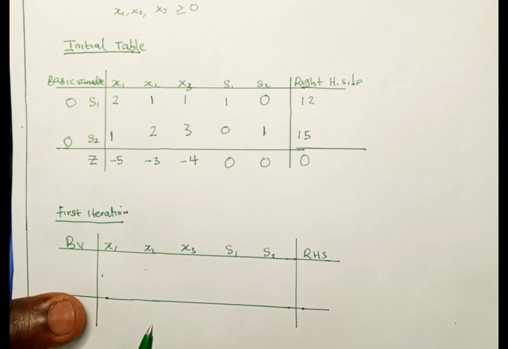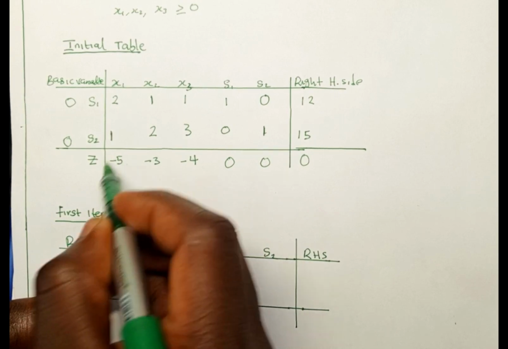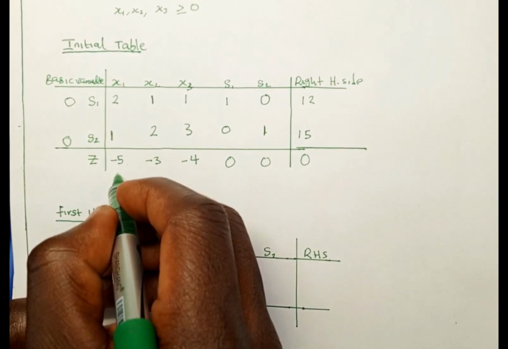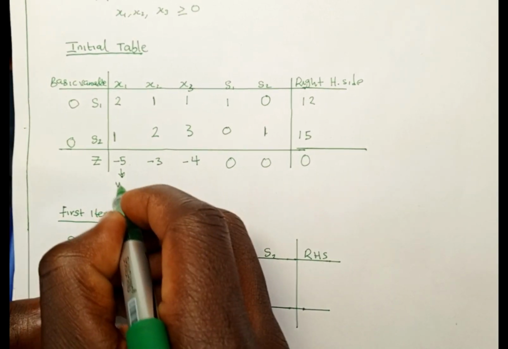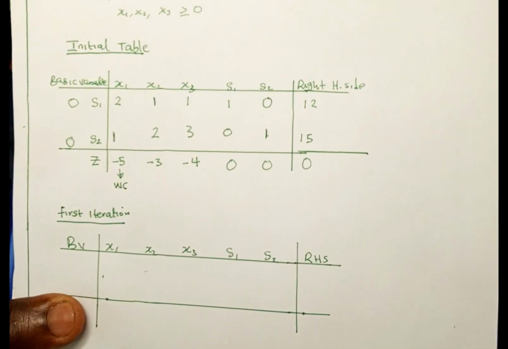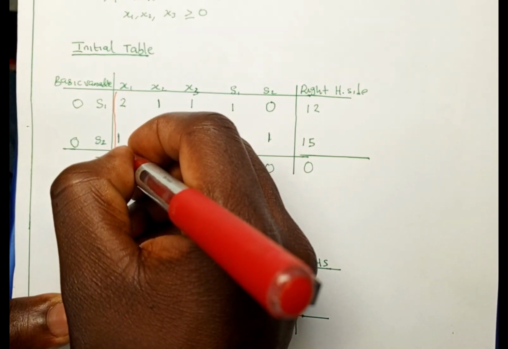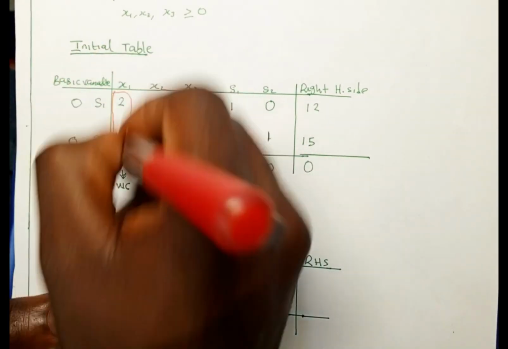Now, to get our working column, it is going to be on the minimum negative. What is the minimum negative here? This is the minimum negative here, negative 5. So here is going to be our working column. You can circle it. If you have a pencil, you can use a pencil to circle it. So this is going to be our working column at x1.